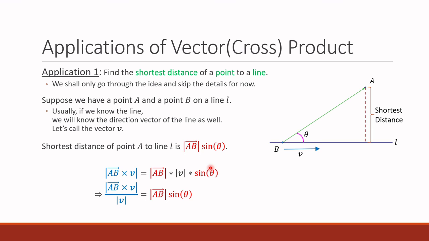So all we need to do is take what we want and divide what we don't want over to the other side. In this case, what we don't want is the length of V. We just need the remaining term. When I rearrange, I get this formula over here. This is the formula to find the shortest distance from a point A to the line L. You do your cross product, find the length, and divide by the length of V, because you don't need V in a way. You just need AB.